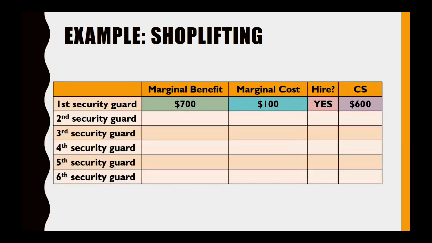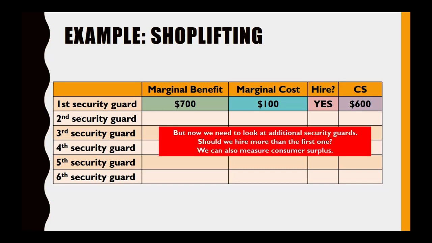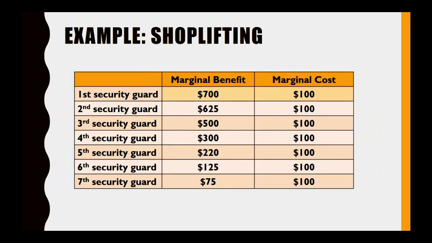All right, so everyone agree now. We've got a marginal benefit of $700, a marginal cost of $100. It is rational to hire this person, so we would hire this person, and it gives us $600 of consumer surplus. Everybody with me? Easy. All right. But now we need to look at additional security guards. This is what we mean by thinking marginally, thinking incrementally, right? Because if you got that kind of consumer surplus from the first guard, you're probably thinking, wait, what if I hired 2 guards, right? So we would look at a second guard.